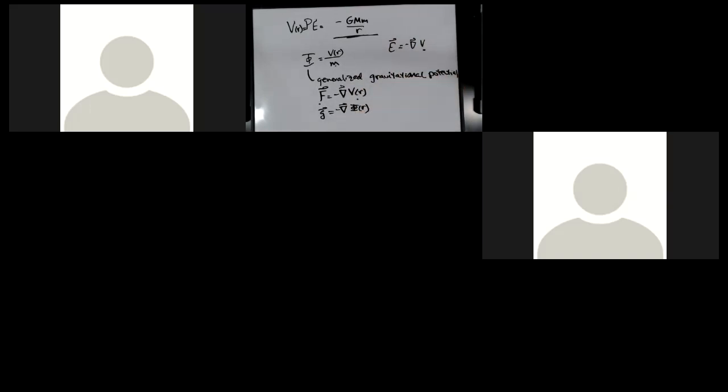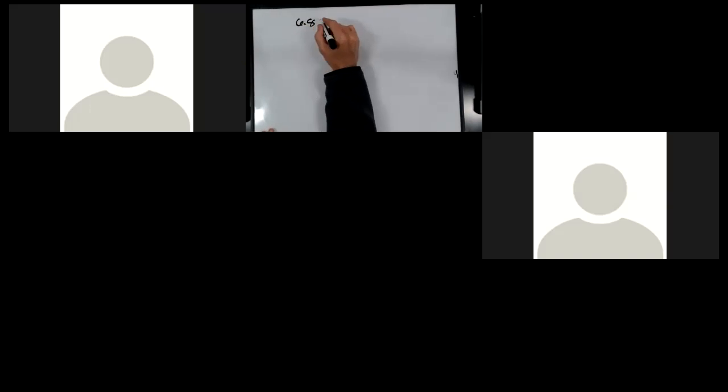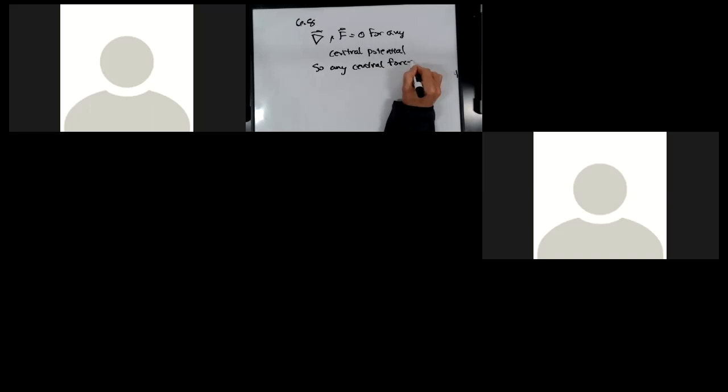All right, that's a zip through that one. 6.8 basically says, any central force is conservative.